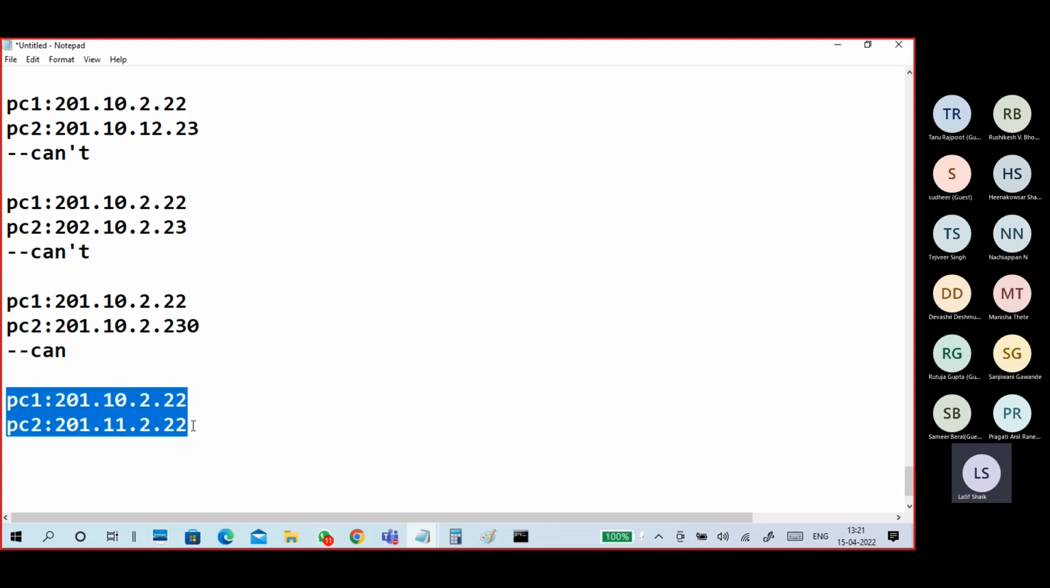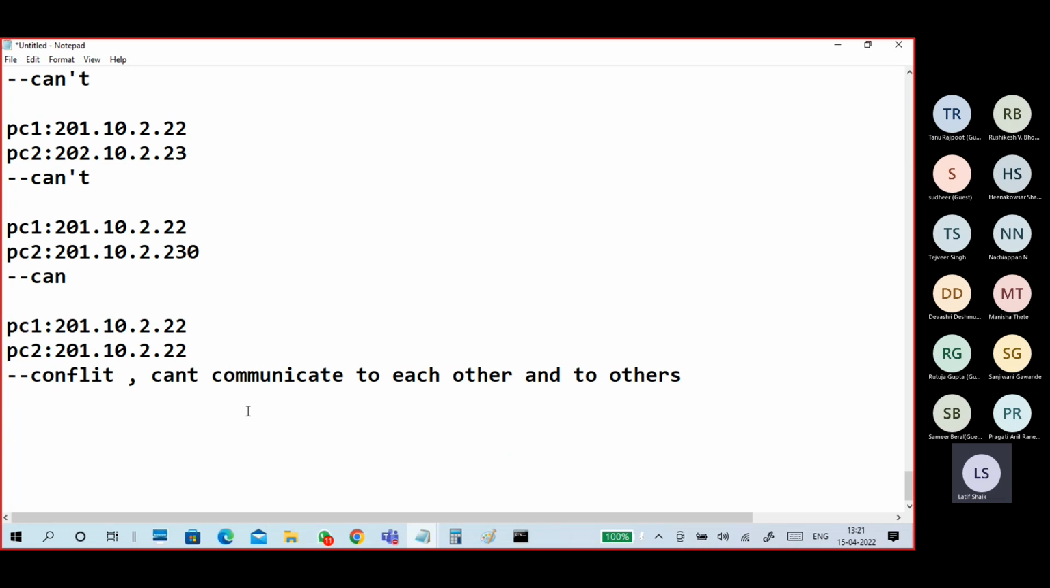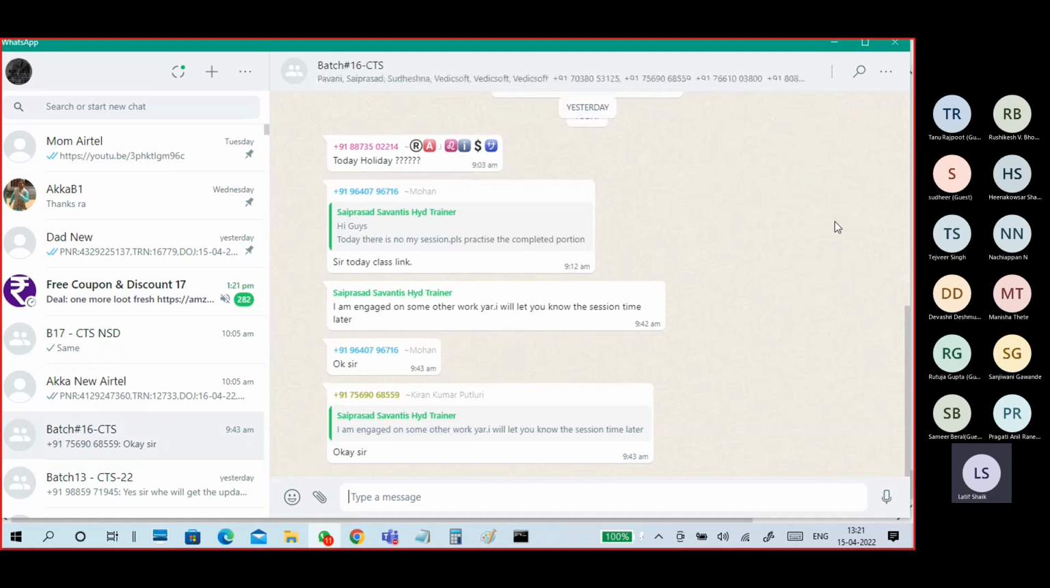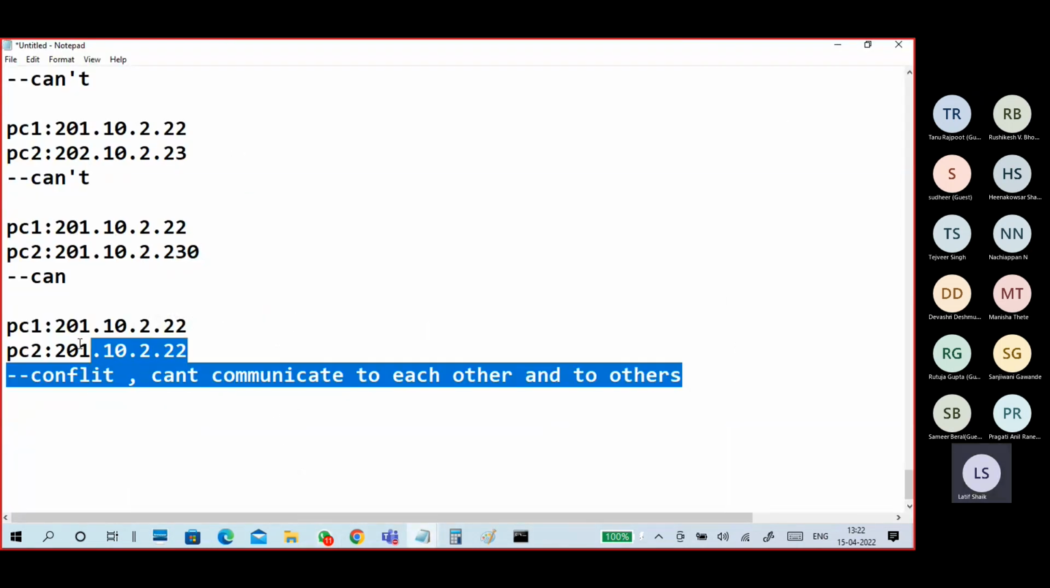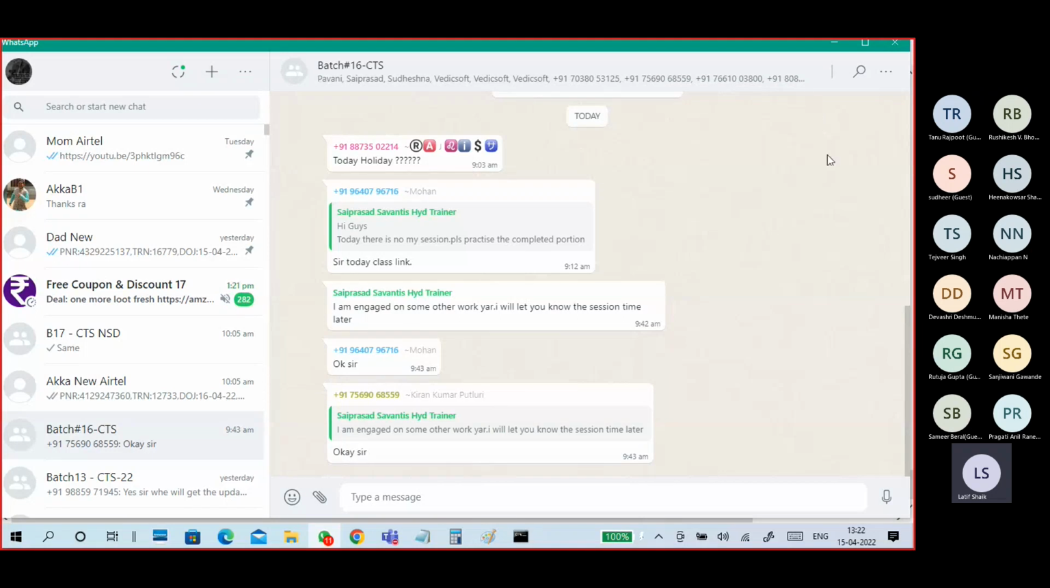This is okay: they won't communicate with each other, but they belong to different networks. But here both have the same IP address. It is a conflict. They cannot communicate to each other and cannot communicate to others. Others also don't communicate to this one. No communication. It is a conflict. This is how to check what is happening.